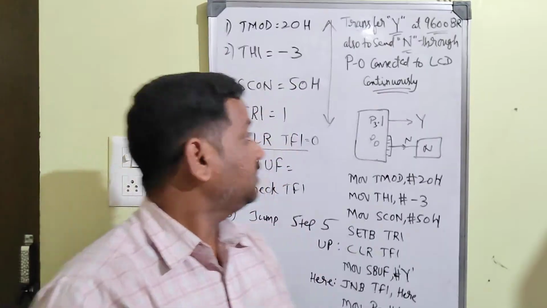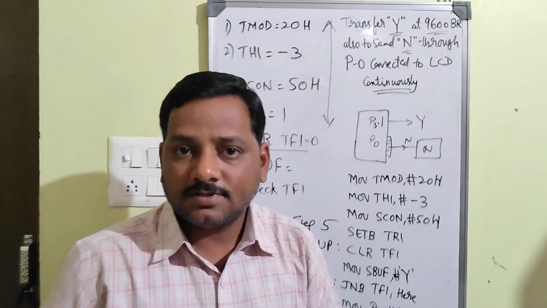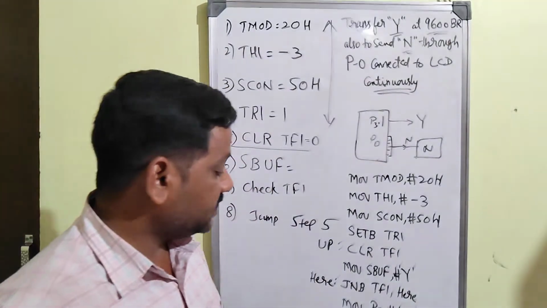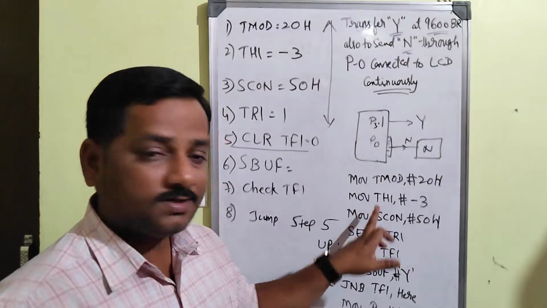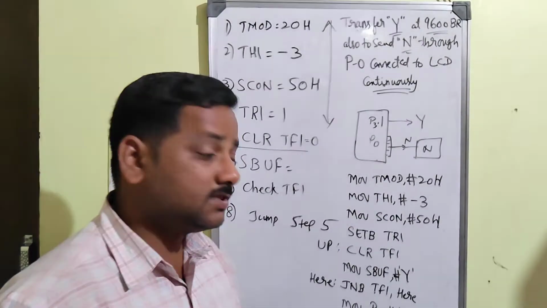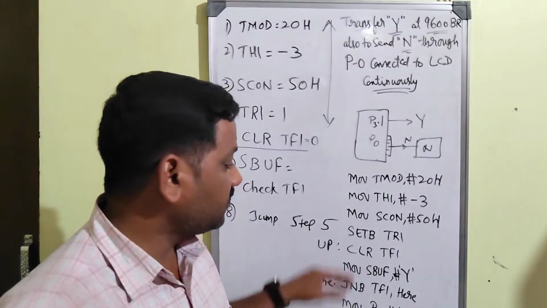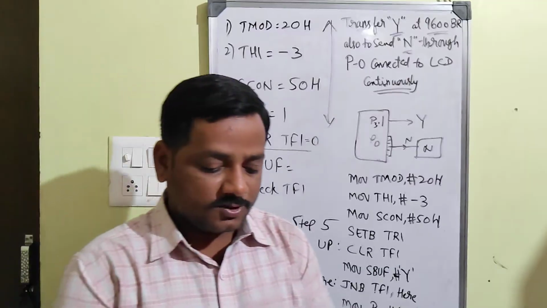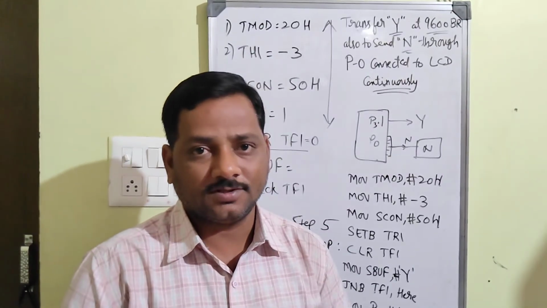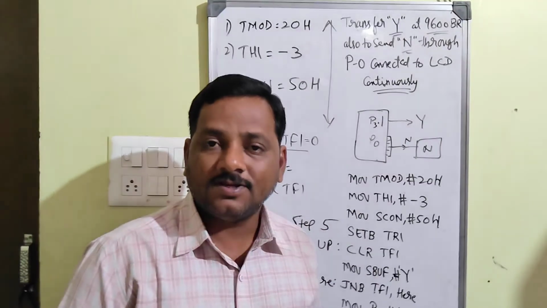It's the same question. If they ask you to do it 10 times, then what you need to put? You have to use DJNZ and take one register, assign that as 10, and decrement that register. Unless it becomes 0, it will keep repeating. After 0, it will come out. So that is how small changes they can make in the questions. I hope this program is very clear for you.